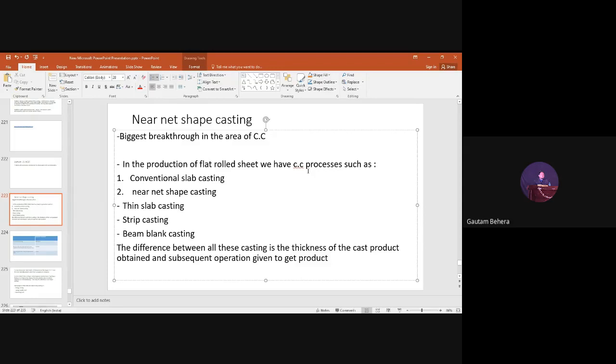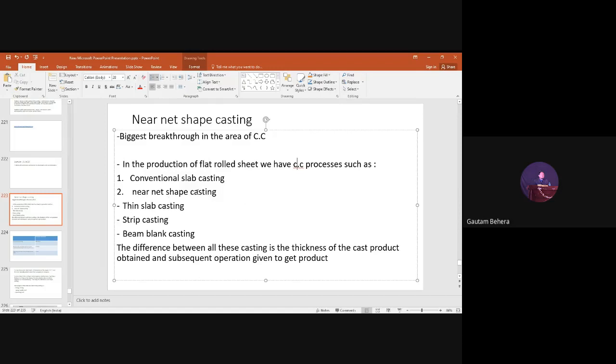These are the continuous casting processes we have. One is the conventional slab casting, because if you remember in the earlier lectures, slabs are generated so that we can produce a coil or a sheet out of that. So one part is the conventional slab casting, and the other part is the near net shape casting. You understand, conventional slab casting is nowadays not used. Few industries have it, but nowadays many industries are opting for this technology, near net shape casting.